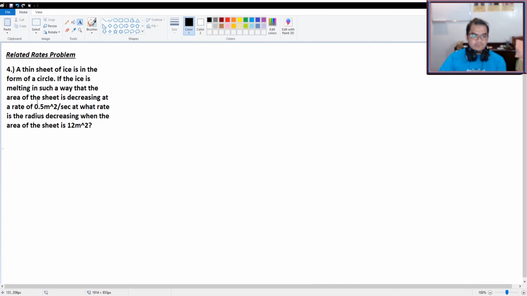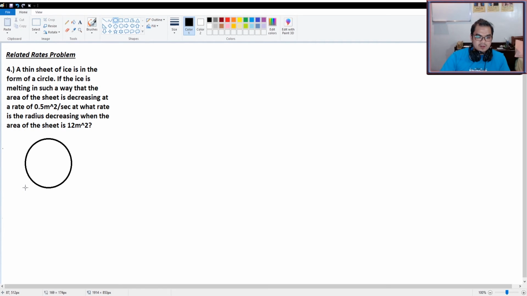Okay, so for number 4, we have a thin sheet of ice in the form of a circle. If the ice is melting in such a way that the area of the sheet is decreasing at a rate of 0.5 square meter per second, at what rate is the radius decreasing when the area of the sheet is 12 square meter? Okay, so if that is a circle, let's just draw a simple circle.